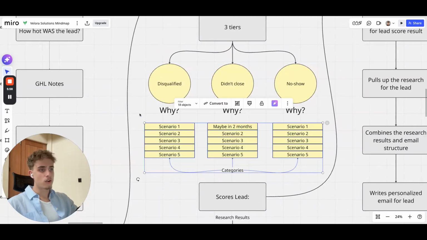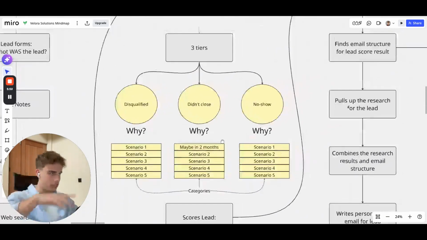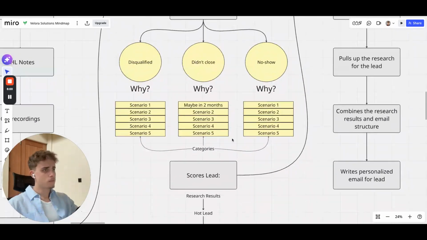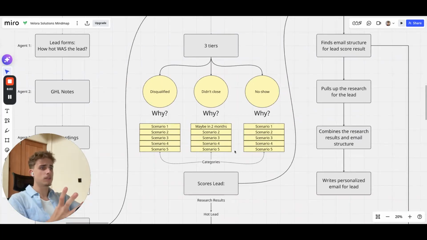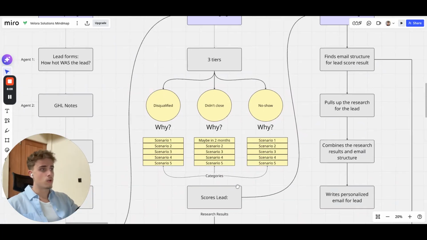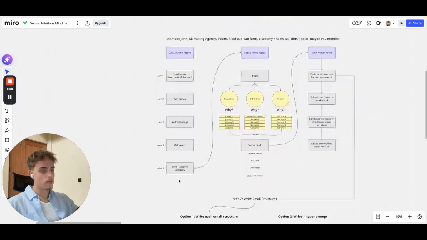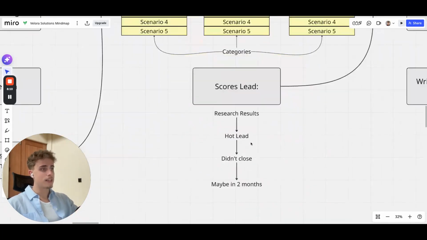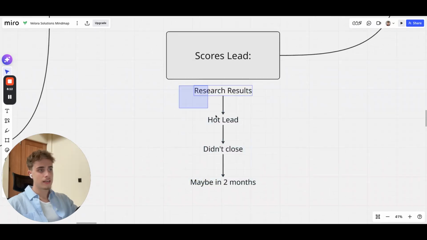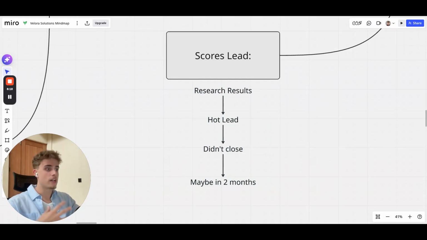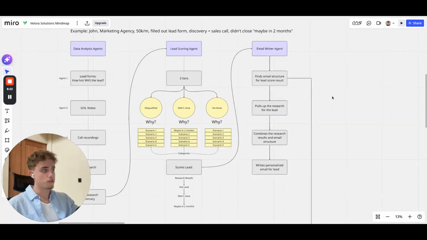So then these are all going to be individual emails, but I'm going to get into that in the next step. So now we figured out everything. We know each tier, each category. So we can grab John, we can grab the lead research summary, and we can score the lead and give it a pipeline. Okay, research results, he was a hot lead, he didn't close, maybe he wants to close in 2 months. So now we have a lot more personalized approach to send an email to this person.